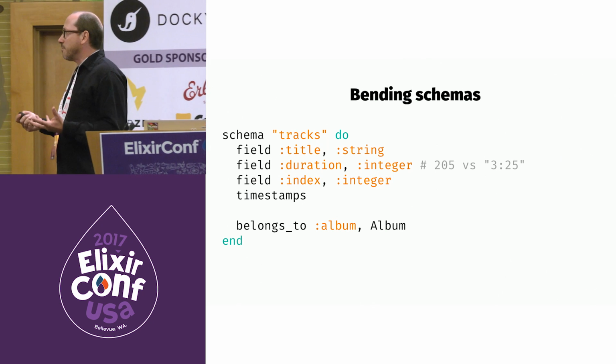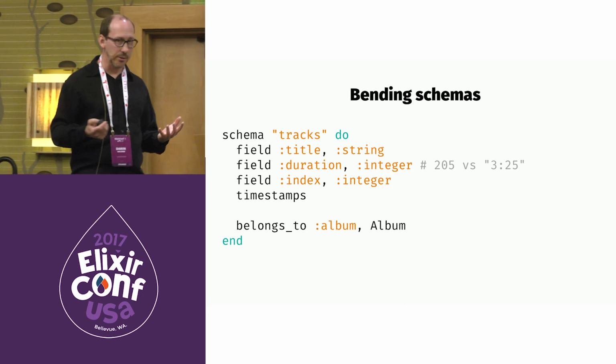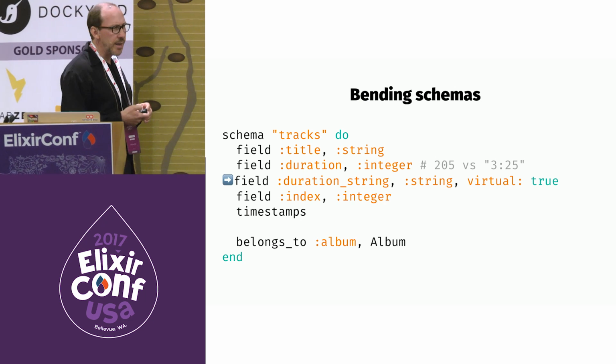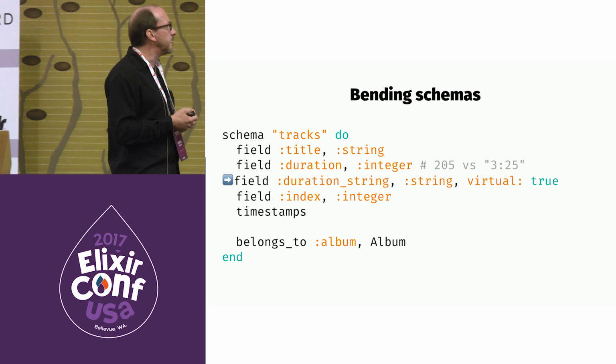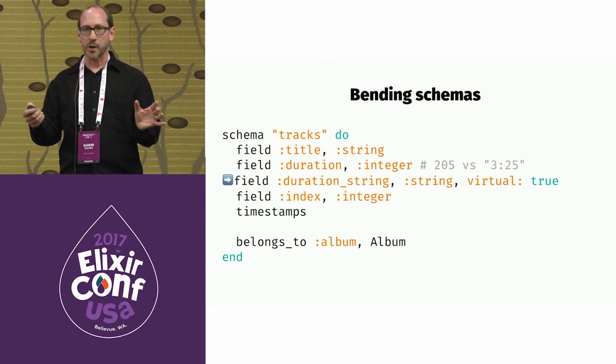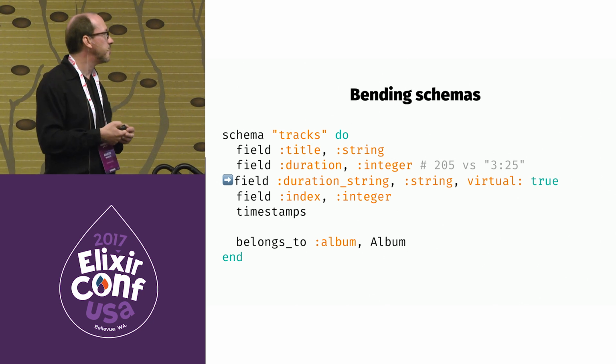But at the same time, schemas and changesets working with something like Phoenix forms, we don't want to lose that. So Ecto has an out. We're going to tweak this schema slightly. We're going to add another field called duration string. This will hold the duration as a string the way the user sees it, 3:25.